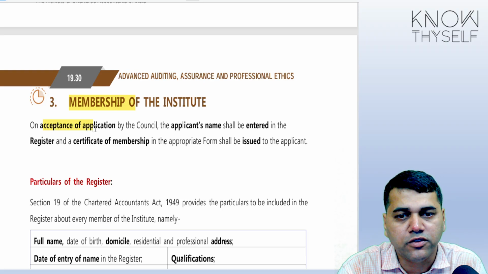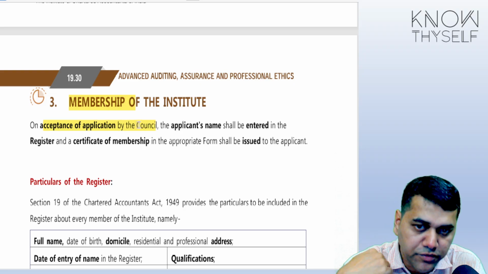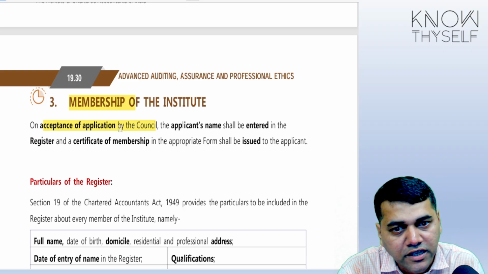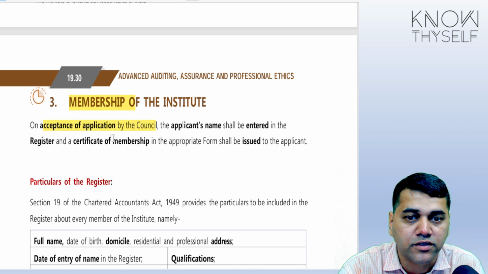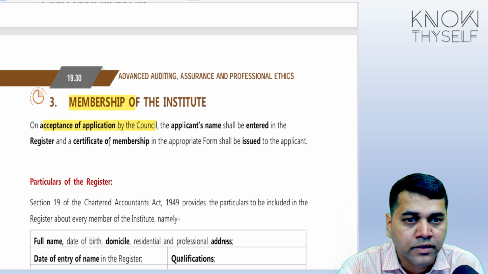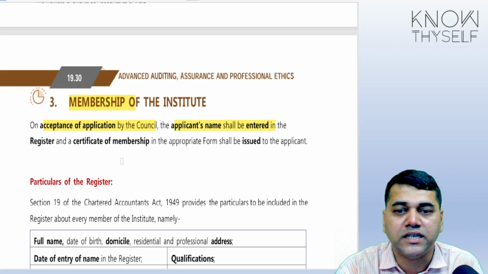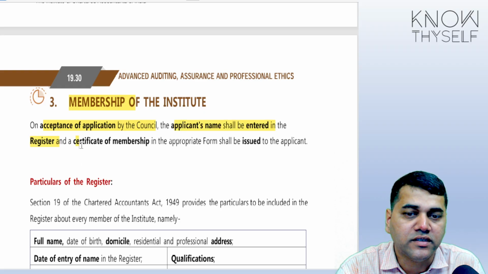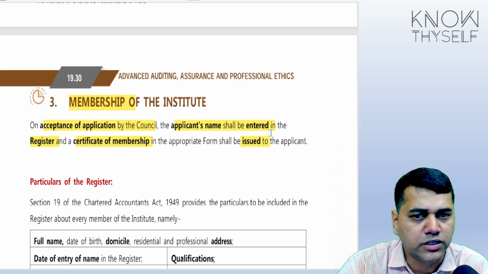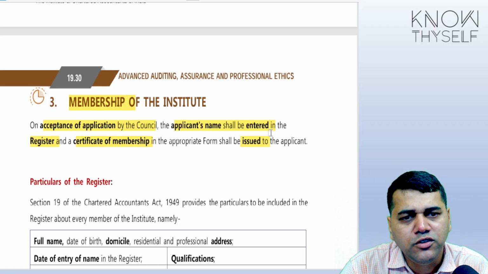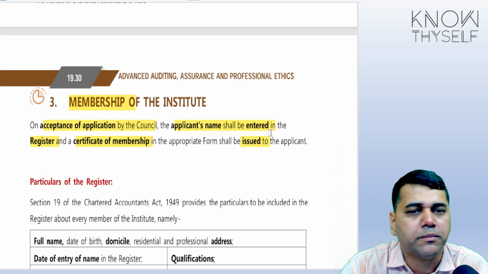Now, on acceptance of the application by the council, that means we have to apply after we clear the final exam, plus other formalities like advanced ITT, GMCS, articleship and all we have done. The applicant's name shall be entered in the register and a certificate of membership will be issued. My suggestion to you students: the moment you clear the exams, please apply for membership.